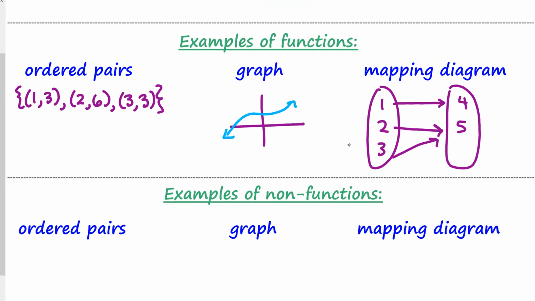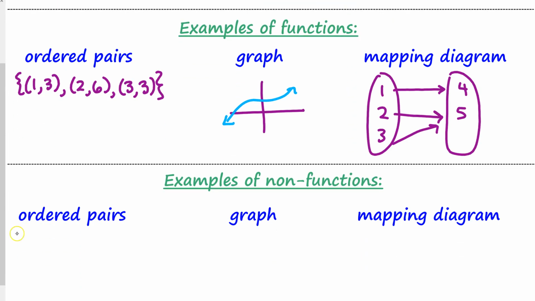Okay, so what's something that's not a function in terms of ordered pairs? Well, suppose you had, like I made above, (1, 3) and then (2, 6). But what if you also had (2, 3)? Well, we have a problem here. It's not a function because 2 is mapped to 6 and 2 is mapped to 3. So there's an input that has multiple outputs, so it's not a function.